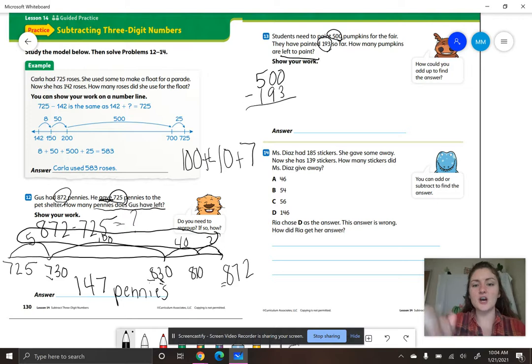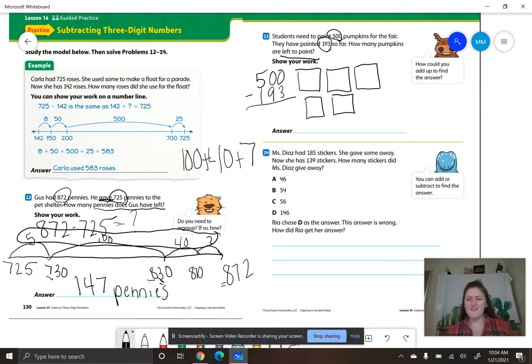I am going to show this problem in a different way. So I am going to draw this. So I'm going to start with 500. 500 is my whole. So I have 500s. 1, 2, 3, 4, 5. All right, I have 500. I am taking 193. Well, the first thing I can see in 500 is I don't have any ones to take away.